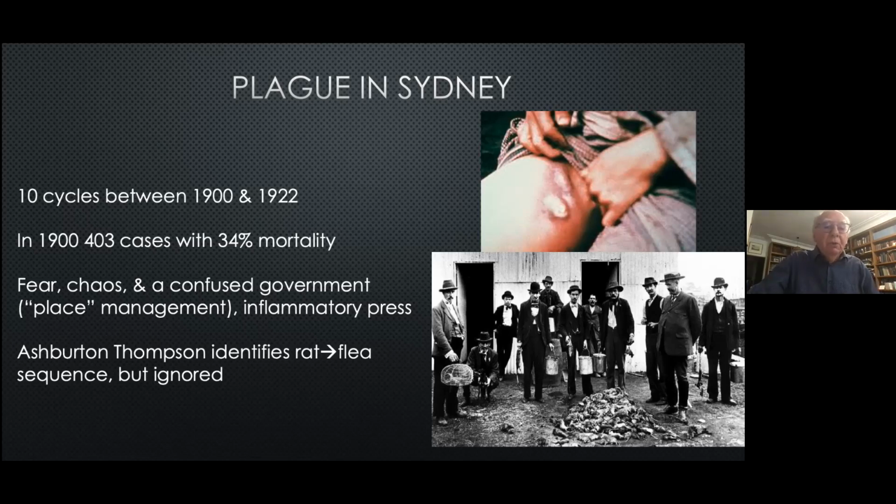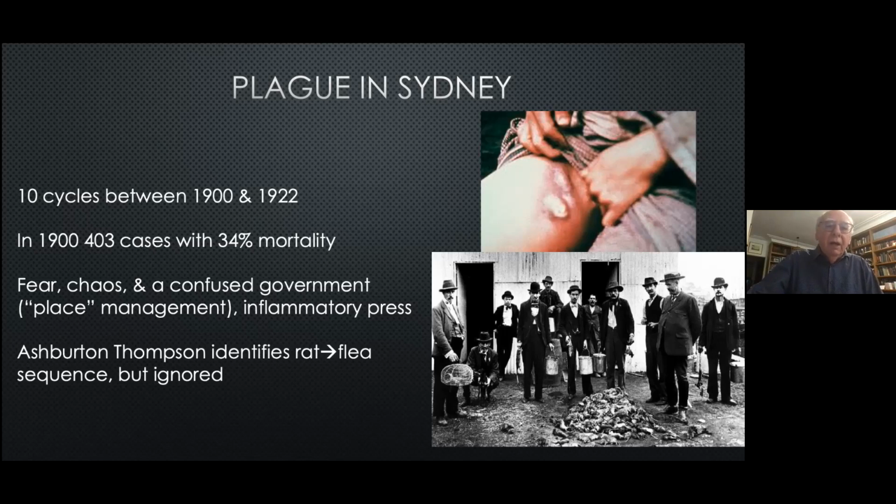But it was Ashburton-Thompson that really pinned down the role of the flea in taking the infection from a sick rat to a human, a sequence that had been raised by a research worker in India, but no one took much notice, and he didn't have a lot of data. Now, just to tell you a little bit about plague. Plague is a bacterial disease.